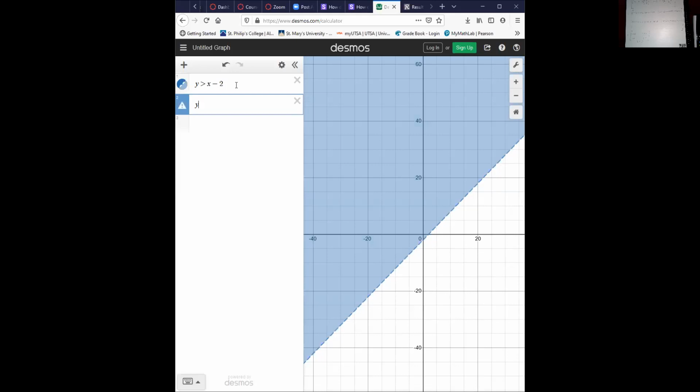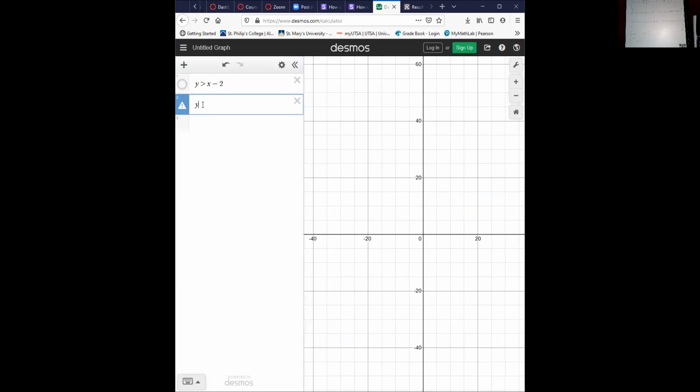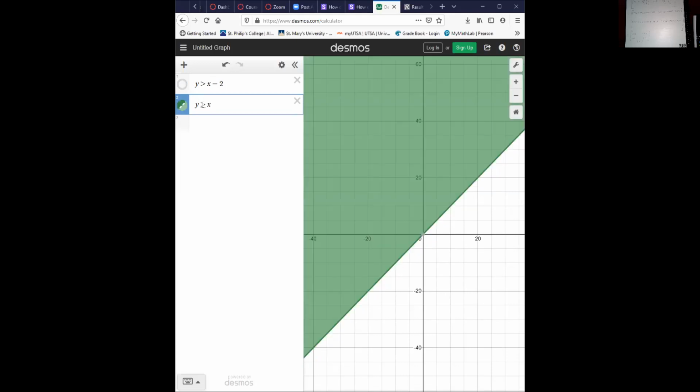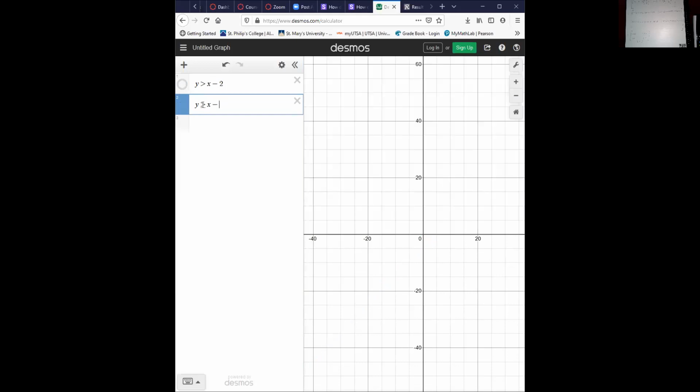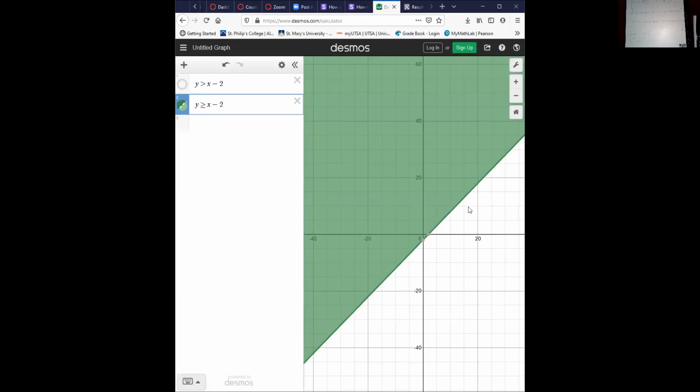Although, if it is, turn this one off. If it is greater than or equal to x minus 2, right? Oops, see how it's a solid line now versus the dashed? So equal to means we start right on the line and then we go everything above. This starts right after the line. That's why it's dashed.